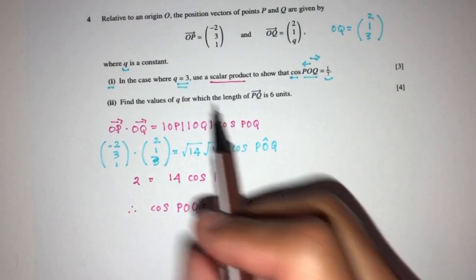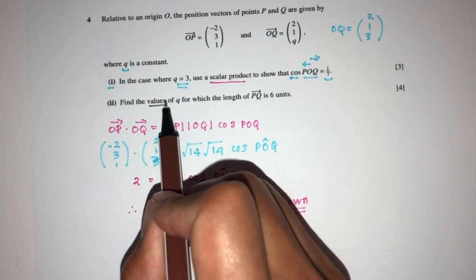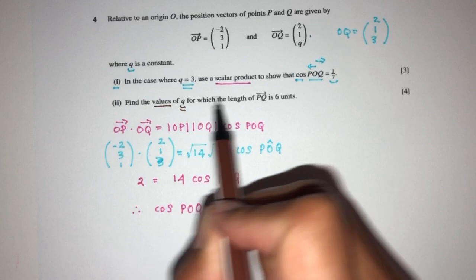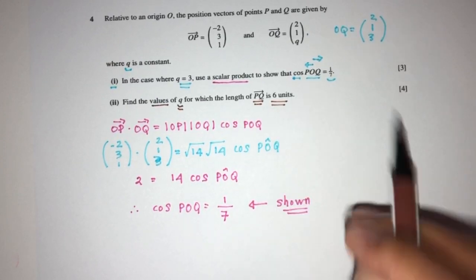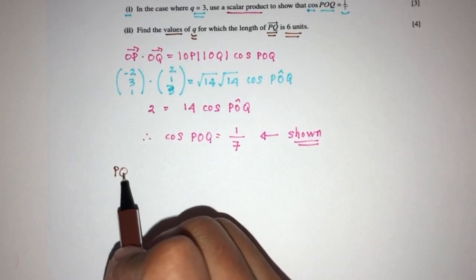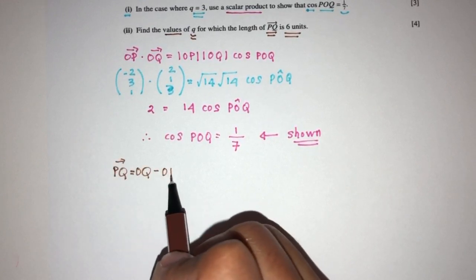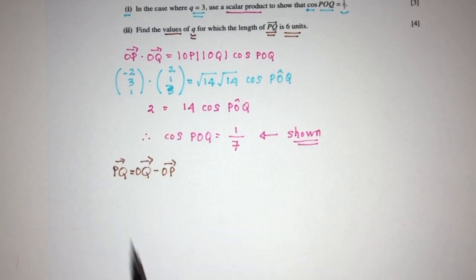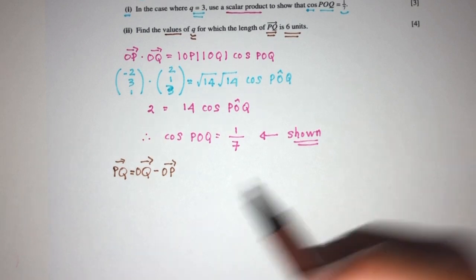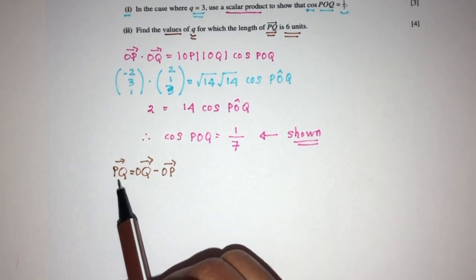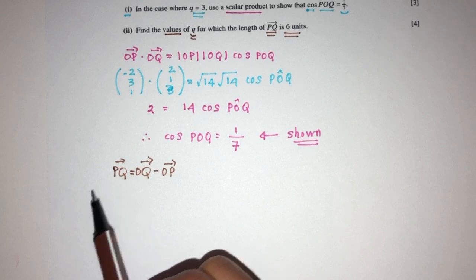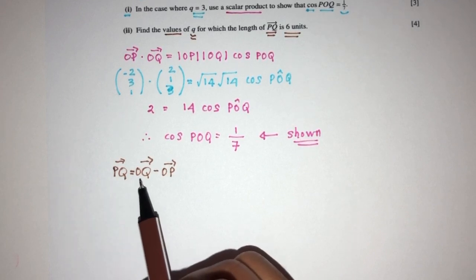Now for part 2, we have to find the values of Q. So here we have more than one value, values of Q, for which the length of this is equal to this. So let's find PQ first. What is PQ? PQ by definition has to be OQ minus OP. Again, the question will be, why is it OQ minus OP? You can derive this from a diagram that shows the direction. However, the main idea is that whenever you have to find a vector, say AB, we take the B first, OB minus OA. Same thing here, PQ, we take OQ minus OP.